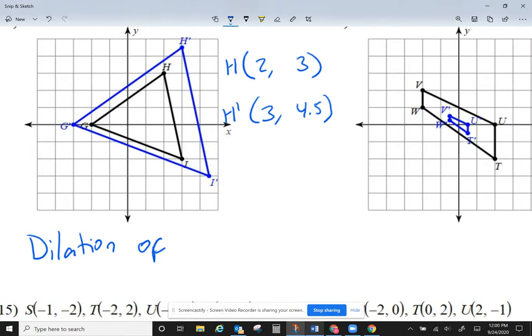Now, to find the scale factor, I'm going to use either the x or the y value. It doesn't matter which one I use. And I'm going to do the number from the prime divided by the original number. So for example, I'm going to use the x value. So I'm going to think of 3. Notice I'm starting from the number from the prime. 3 divided by 2 gives me 1.5. So my scale factor is 1.5. I was expecting my scale factor to be more than 1 since the image got bigger. So 1.5 sounds about right.